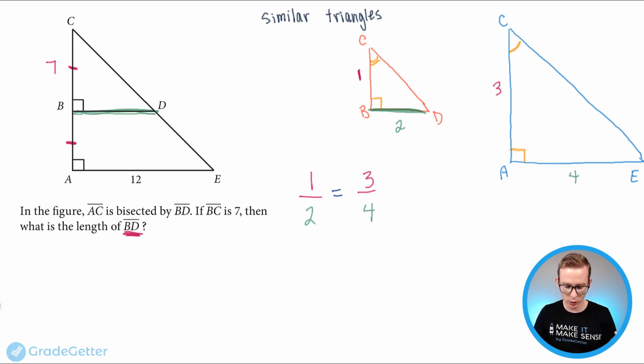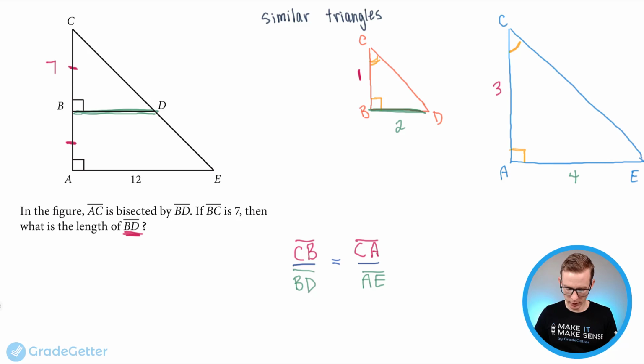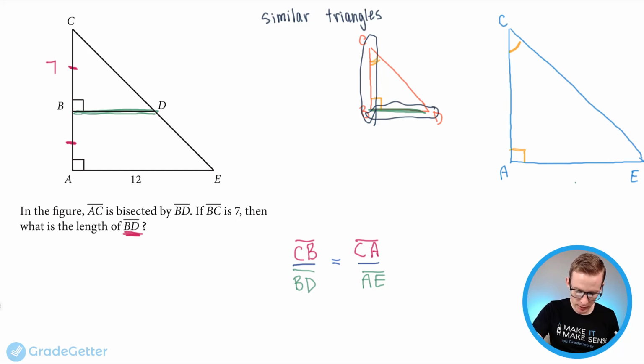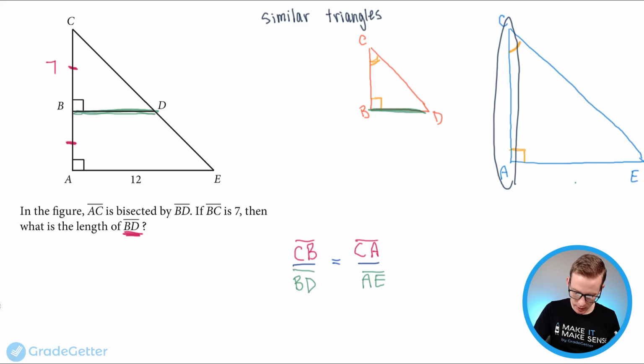So again, this is just another way of looking at it. If I knew the lengths of these sides, we could create proportional ratios that are equivalent and then solve for the unknown side. And I've written it one more final way, which is probably actually the best way to write this problem, which is again just saying that the length of line CB over the length of line BD equals the length of line CA over the length of line AE.